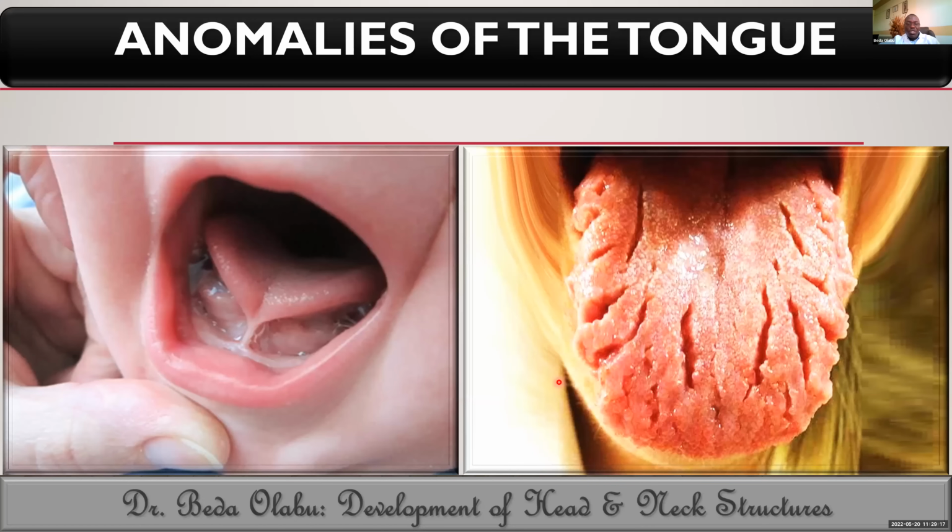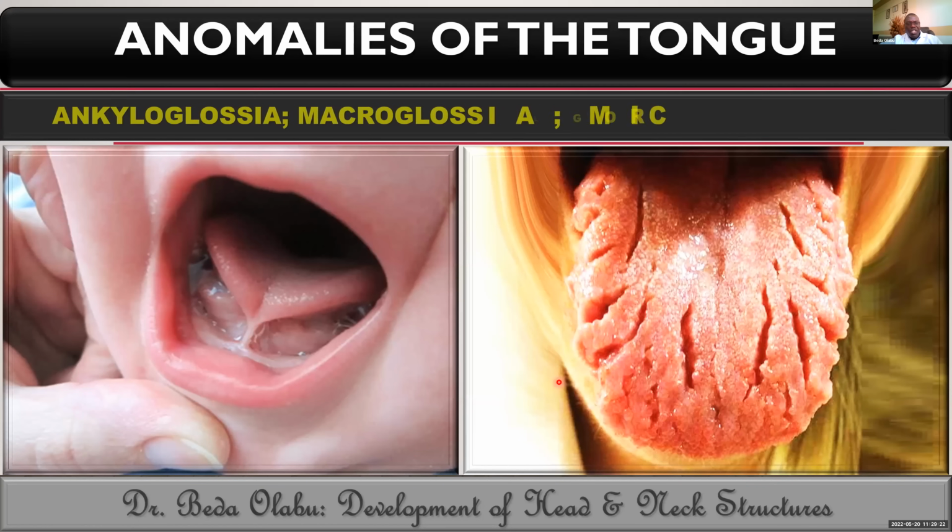Now we can look at some congenital malformations that affect the tongue. There are a number of congenital malformations that can affect the tongue, but I can highlight a few common ones. One is what we call ankyloglossia. Ankyloglossia refers to tongue tie. So you can call it tongue tie or ankyloglossia. It is when the tongue is anchored down to the floor of the mouth by this tissue here, the frenulum of the tongue.